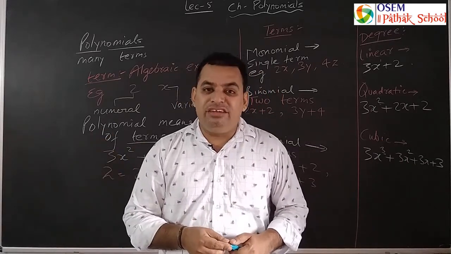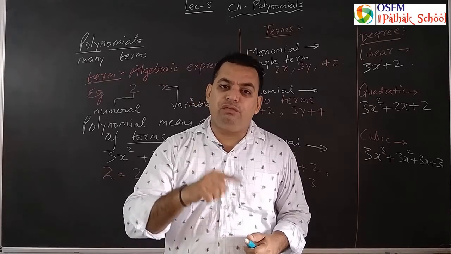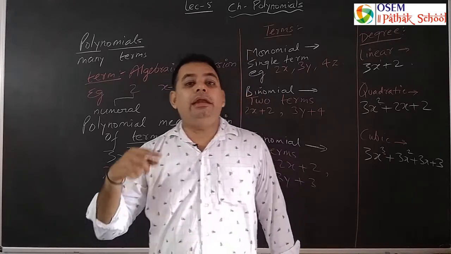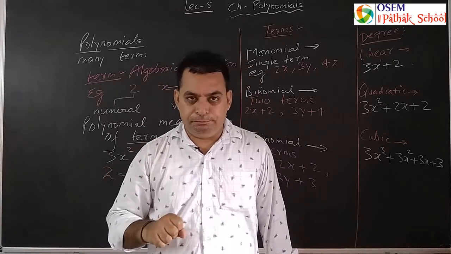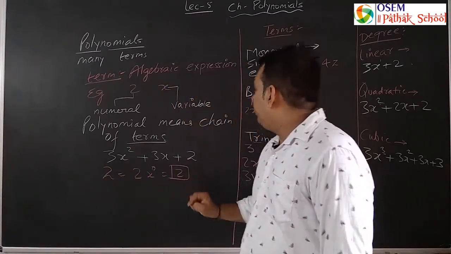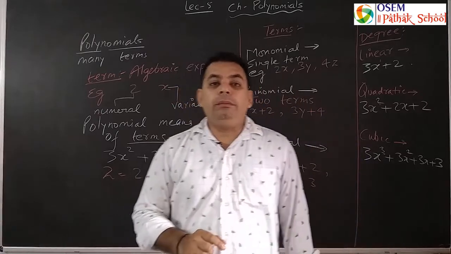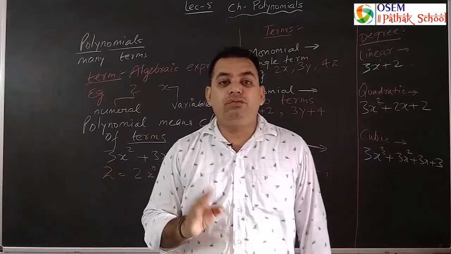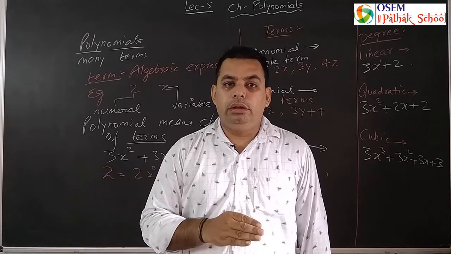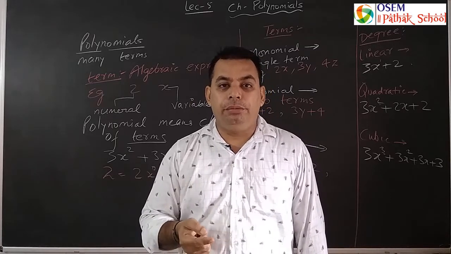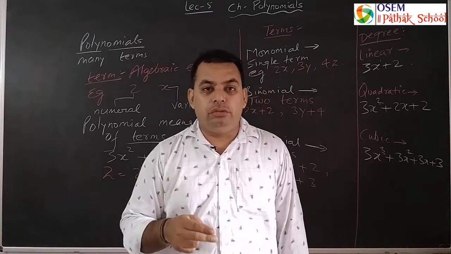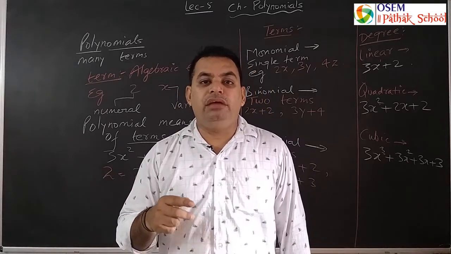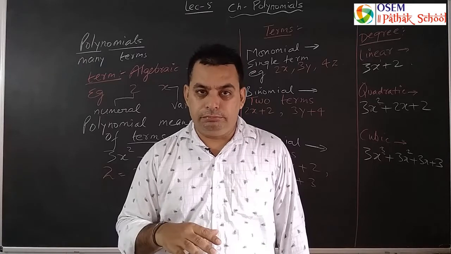A term is an algebraic expression comprising a coefficient or numeral and a variable. A variable can be any English alphabet from A to Z. Now polynomials have been classified on the basis of terms and degree. A polynomial having a single term is known as monomial. A polynomial having two terms is known as binomial. And a polynomial having three terms is known as trinomial.